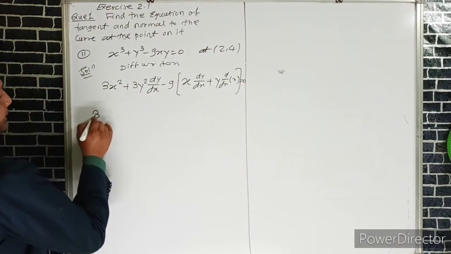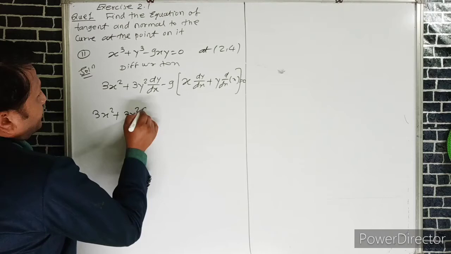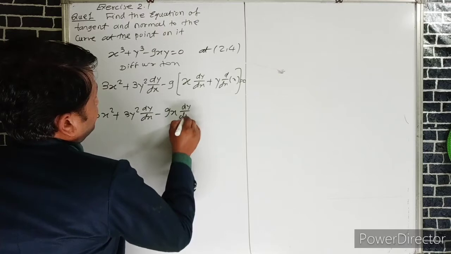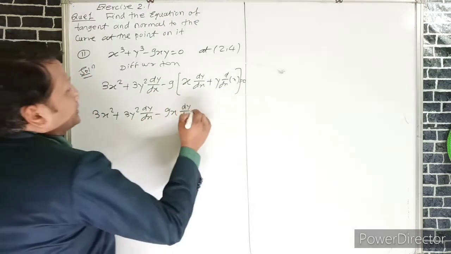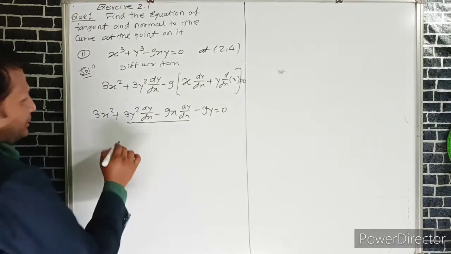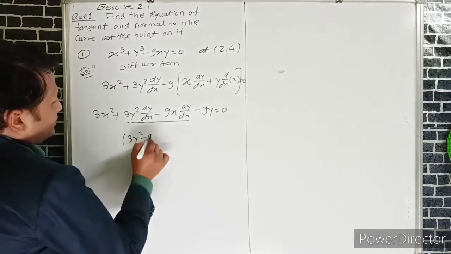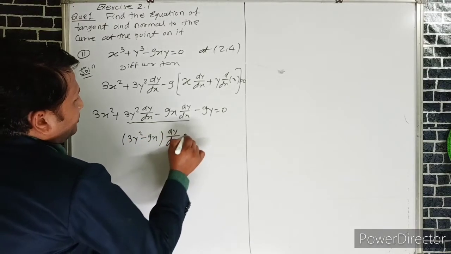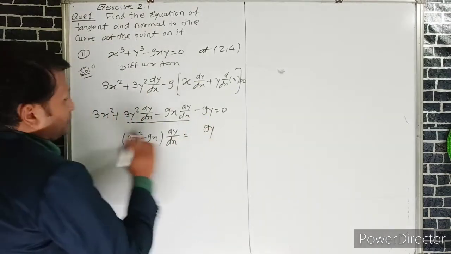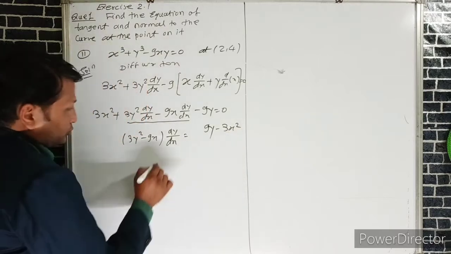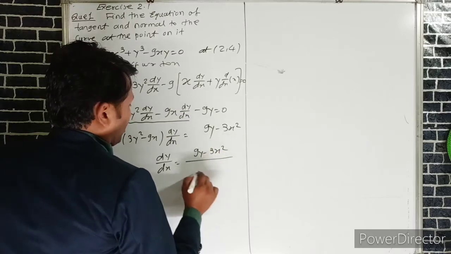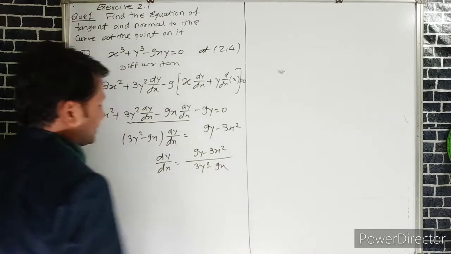So we can write 3x square as it is plus 3y square into dy by dx minus 9 into x, which is 9x into dy by dx. Derivative of x is 1, y into minus 9, minus 9y is equals to 0. If we take dy by dx common from both terms, we can write 3y square minus 9x into dy by dx. And if we shift remaining terms to the right side, we can write plus 9y and minus 3x square. So dy upon dx is equals to 9y minus 3x square upon 3y square minus 9x.